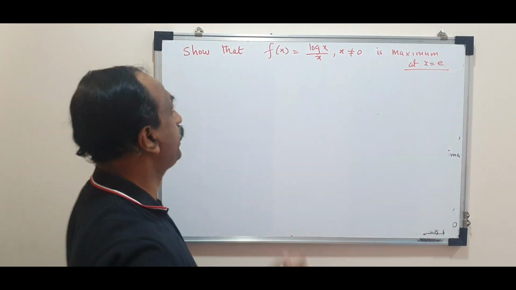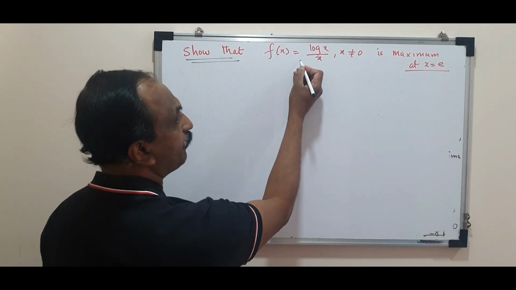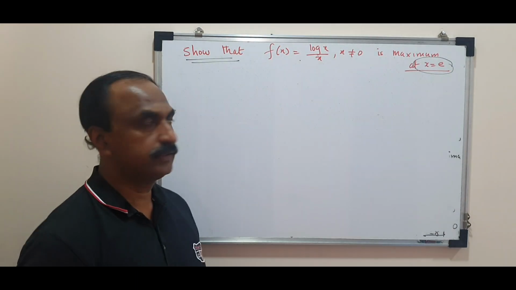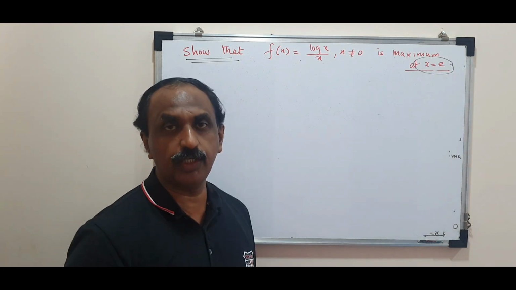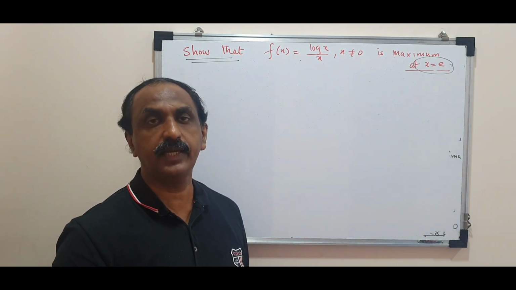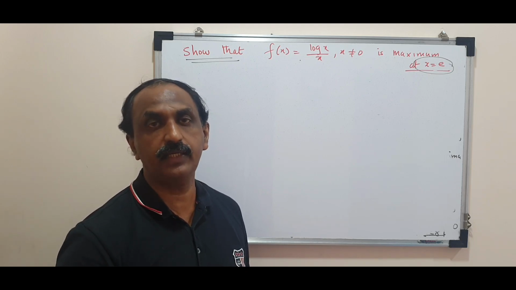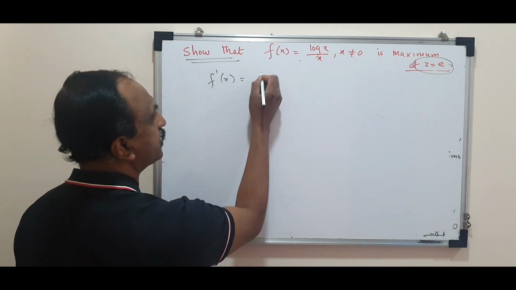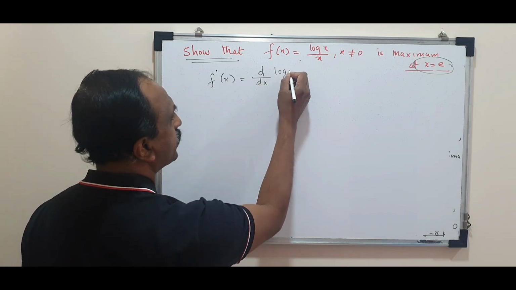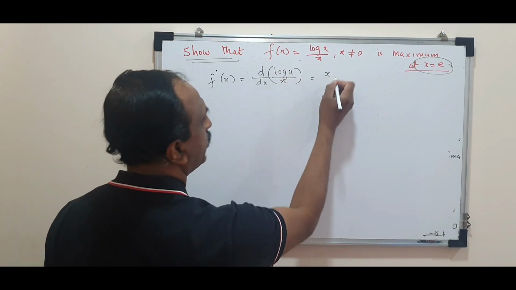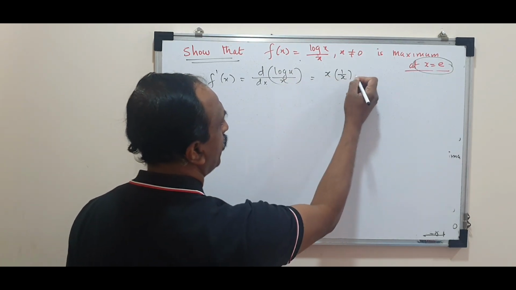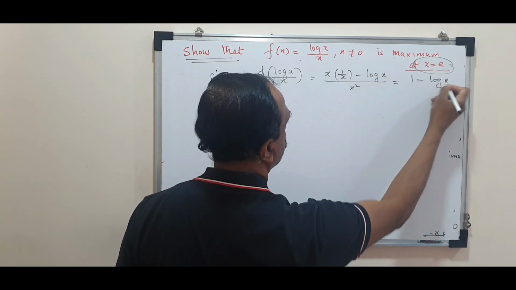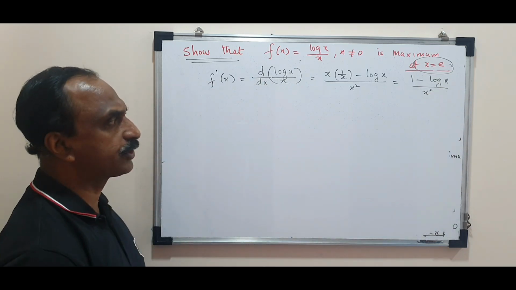In this problem, we need to show that the function f of x is maximum at x equal to e. So we will prove that the first derivative at e is 0 and the second derivative at e is negative. If you prove this, we have shown that it is a local maximum point. So first we'll calculate the derivative. F dash of x is the derivative of log x upon x: x into derivative of log x minus log x into derivative of x, upon x square. So 1 minus log x upon x square. This is the f dash of x.